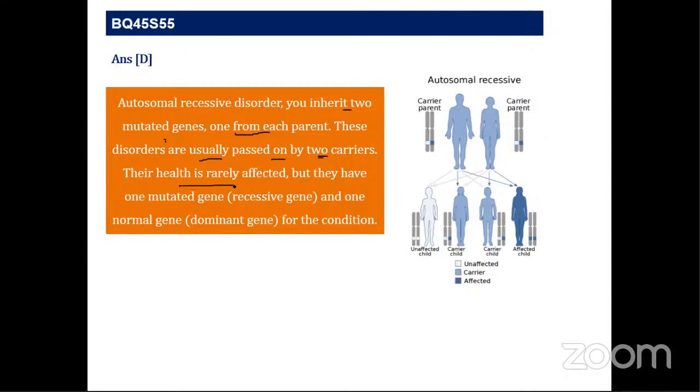Their health is rarely affected, but they have one mutated gene, that is the recessive gene, and one normal gene for the condition, right? See here in the chart, there are carrier parents. The male is also a carrier, the female is also a carrier, and as a result of that, there are chances of the offspring being affected.